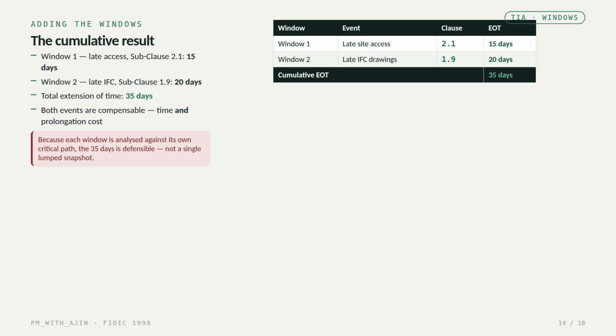And because both events are compensable, the contractor is entitled to time and prolongation cost for each. The reason this 35 days is defensible, and not just a lumped number, is that each window was analyzed against its own critical path at its own data date with its own fragment. That discipline is what makes the results stand up.